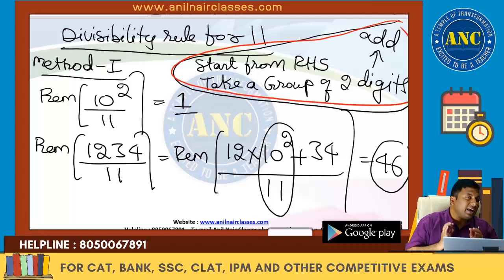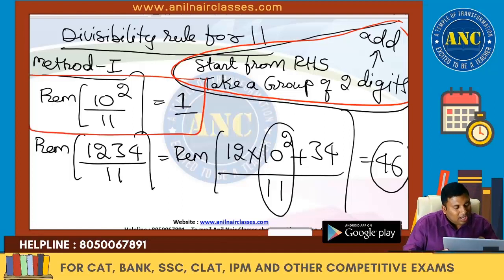Why am I taking a group of 2 digits? It is based on this concept: the remainder when 10 square is divided by 11 is 1. I hope the idea is clear. Suppose one example.